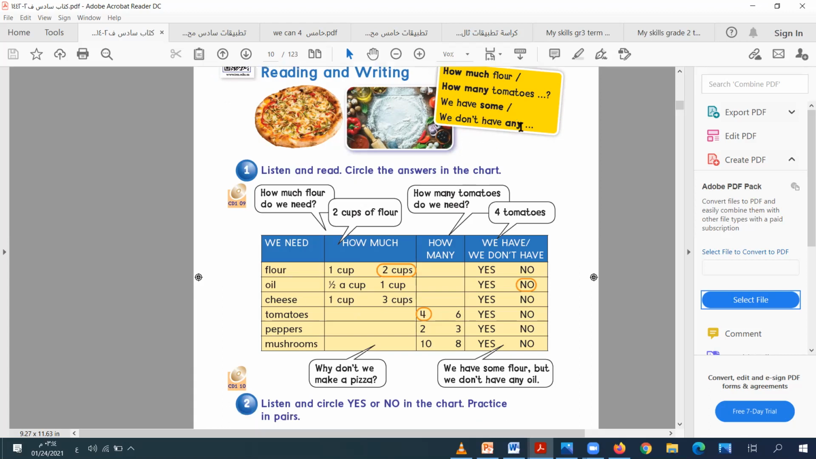For example here, we don't have any tomatoes, for example. Take care here, negative.